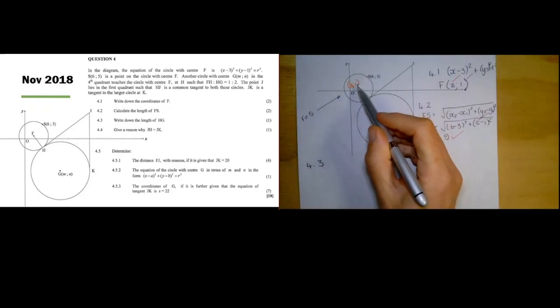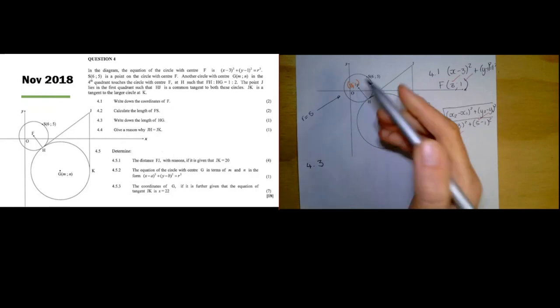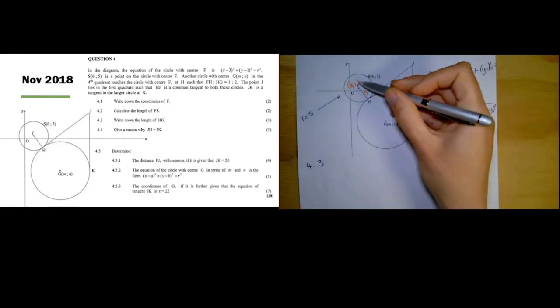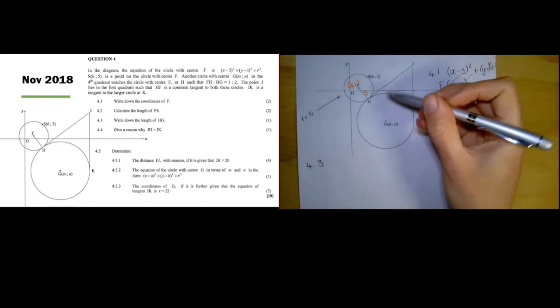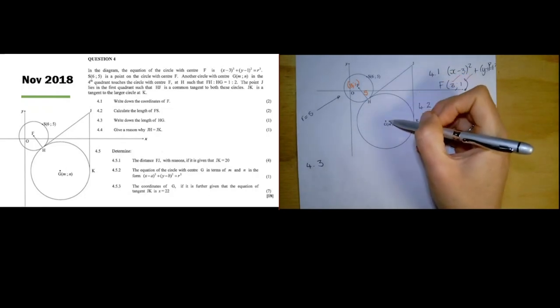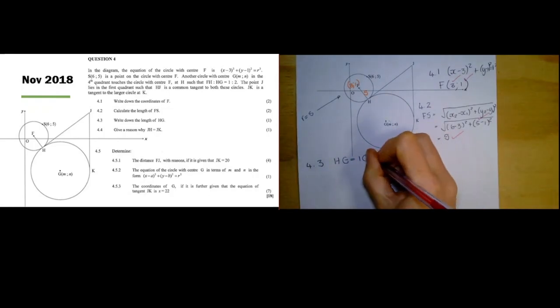4.3. Write down the length of HG. Okay, I now need to write down the length of HG, but only write it down, not calculate it. Why is this important? We just worked out the radius is 5. So if FS is 5, FH is 5. What did they tell me in the beginning? FH to HG is 1 to 2. So HG is twice as long as FH, which means 2 times 5 is 10. One mark. The radius is 10.